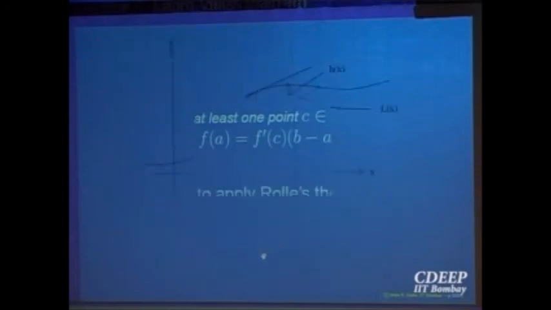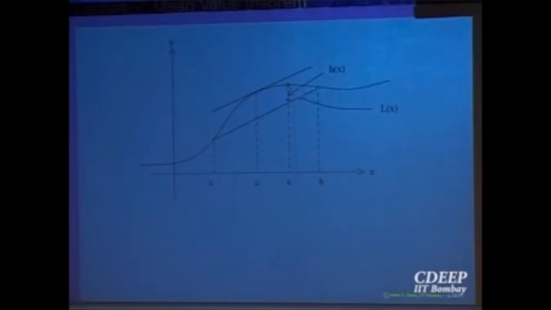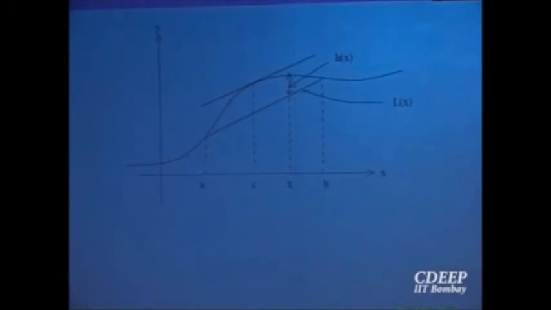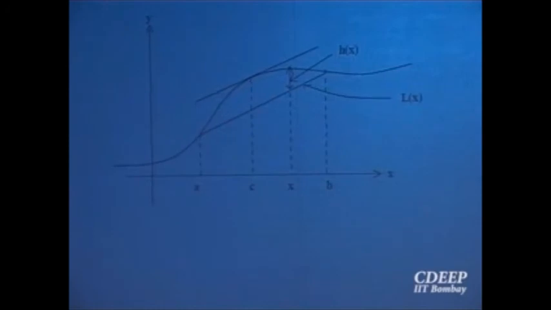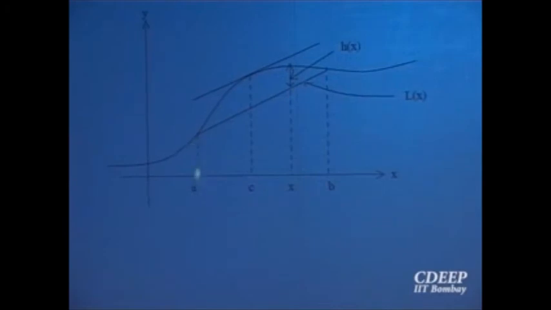Why is it the same as Rolle's theorem? Because of this. See, sort of imagine this. This is the point A, this is the value at the point A, this is the value at the point B. Imagine the x axis is like this.